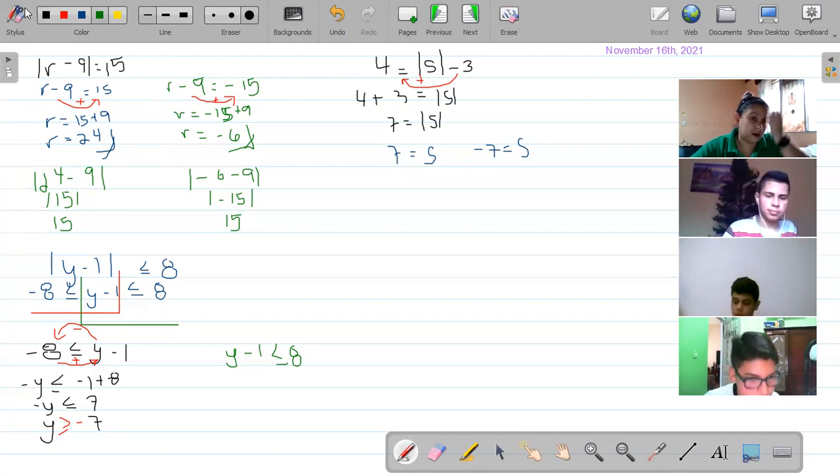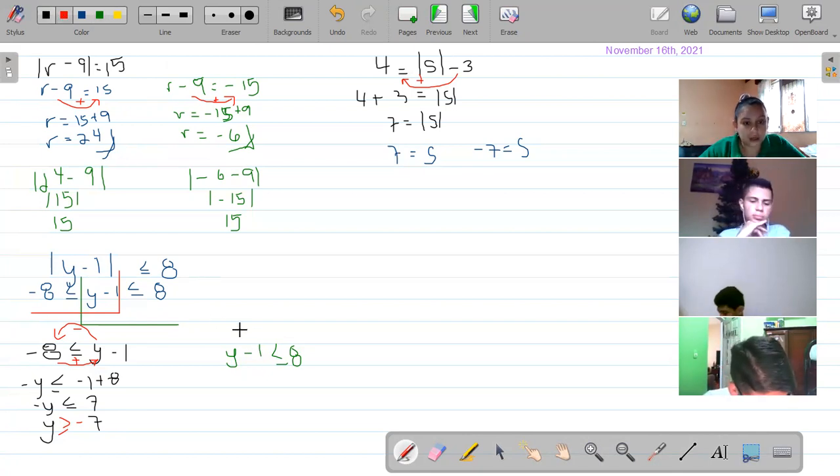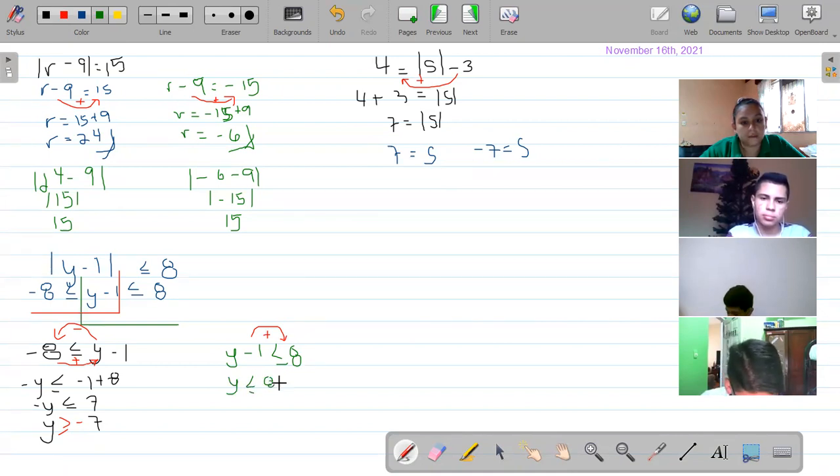Second one, variables are on the left, check. Constant should go on the right. So this constant should go over here, added. So what do I have? I have that y is less than or equal to 8 plus 1. How much is 8 plus 1? 9. So y is less than or equal to 9.